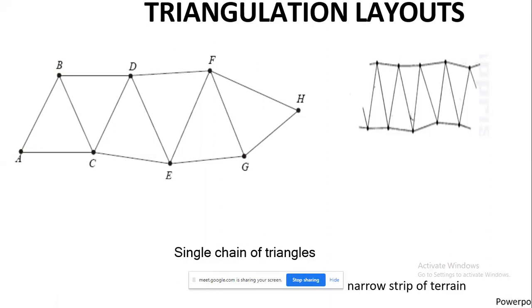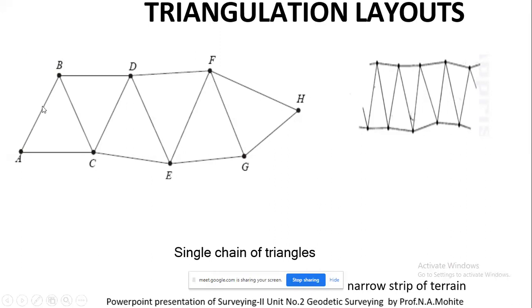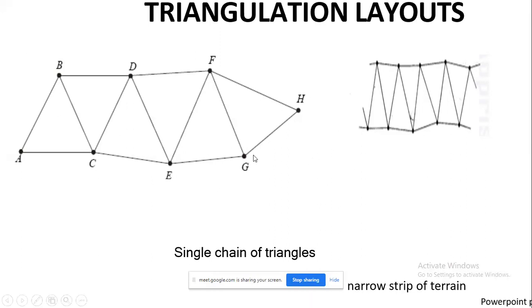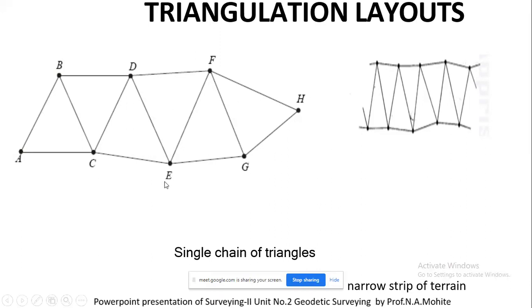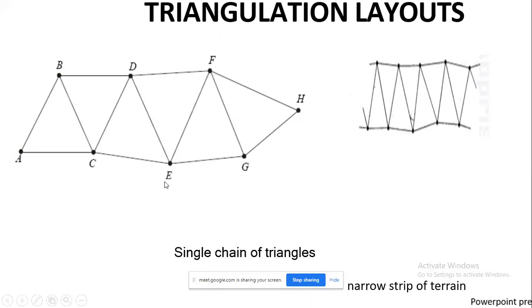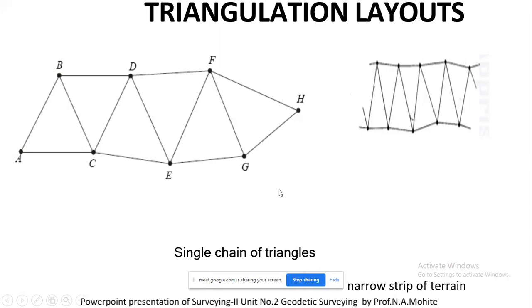Correspondingly there are many chances of errors likely to occur, as you can see the number of stations is large, and the baseline must be introduced frequently. As we go further and further, we are required to consider the baseline each and every time. So that is regarding the single chain of triangles.